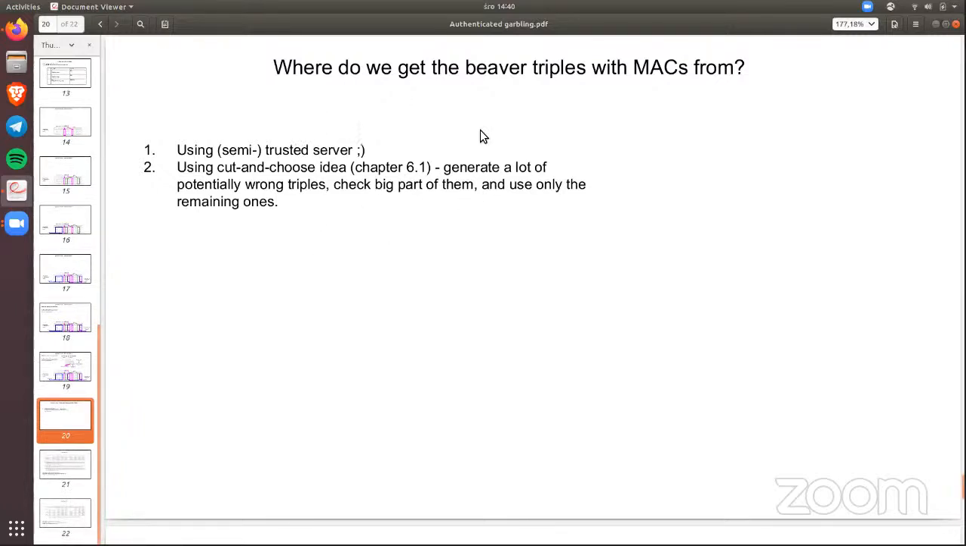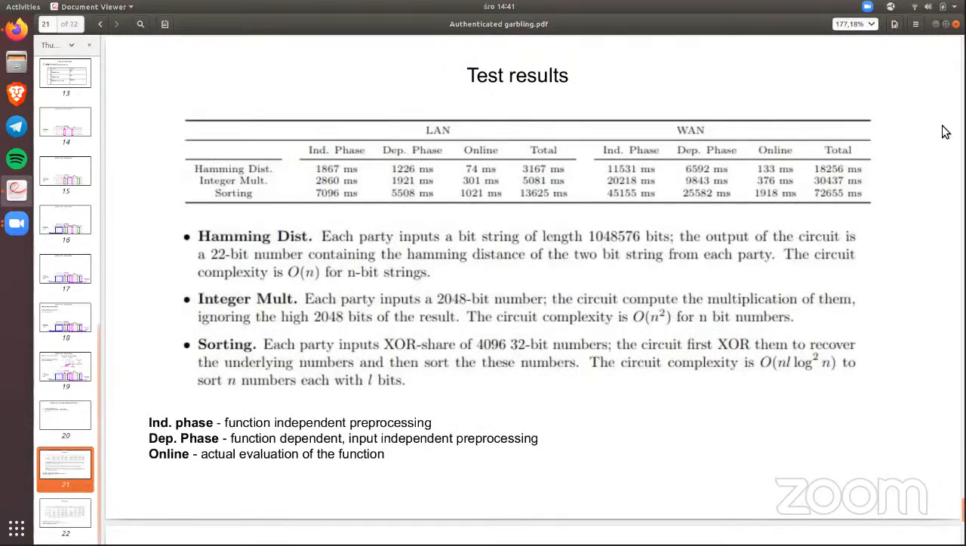Well, I would be really happy to see that thing eventually. What's interesting in this paper also are the test results. I mean, they did a proper testing, and I think this is a good opportunity to talk about how effective MPC protocols are in general.